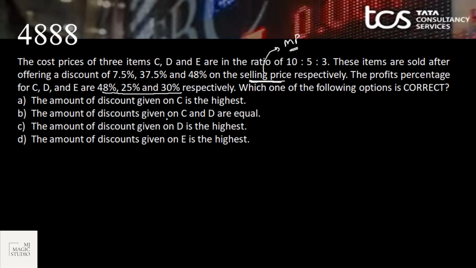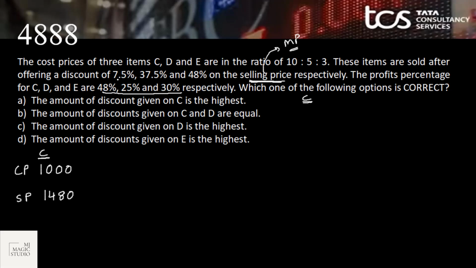The amount of discount given on C, D and E. Let's start with C. Cost price of C is 10 or maybe like 1,000 let me take. Cost price. And on this, he has made a profit of 48%. That means selling price is 1480, 48% on 1,000.